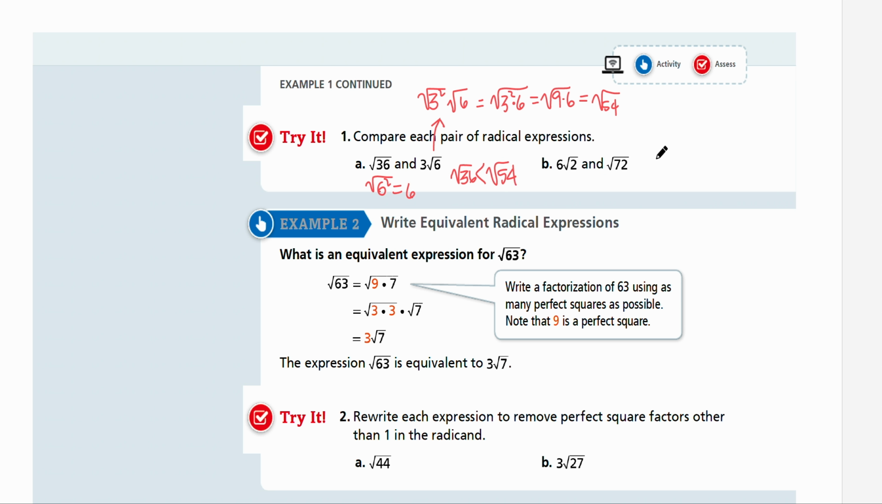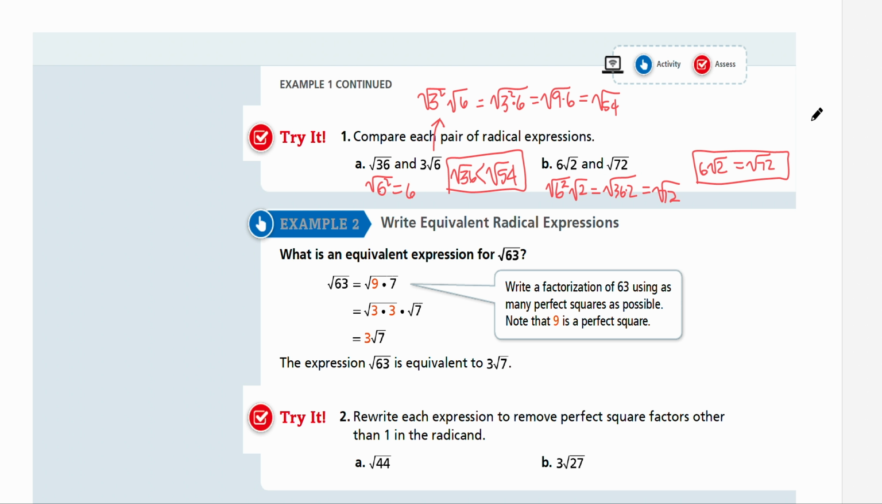Okay, let's look at part B. 6 root 2 and root 72. So using the same way, we're going to use the product property in the opposite way. So 6 is the same as root 6 squared. So times 2 would be the same thing. So then that is equal to root of 36 times 2, which is equal to root 72. Right? So they're actually the same thing. So 6 root 2 is equal to root 72. And you can compare those two. Okay, good. So let's look at example 2.